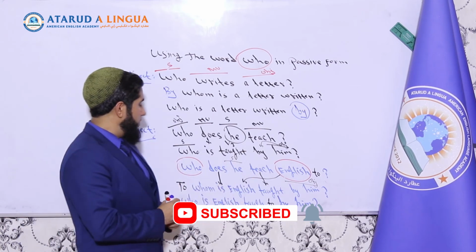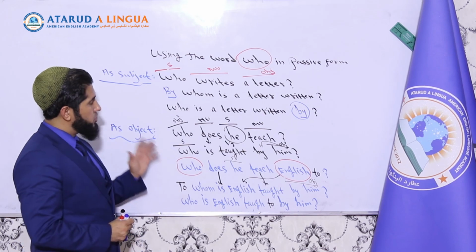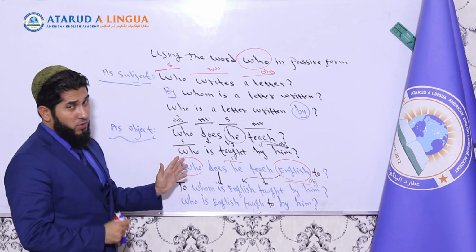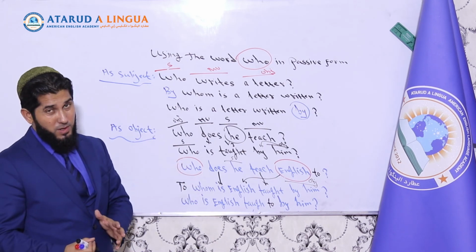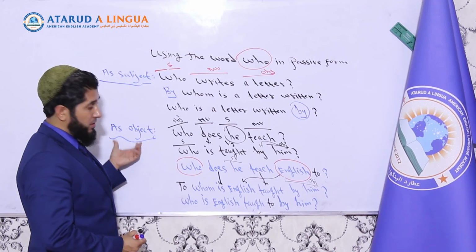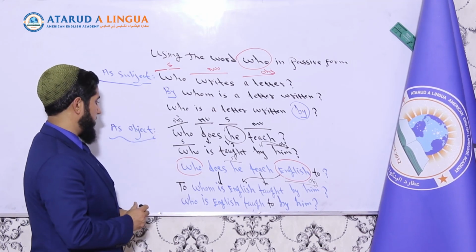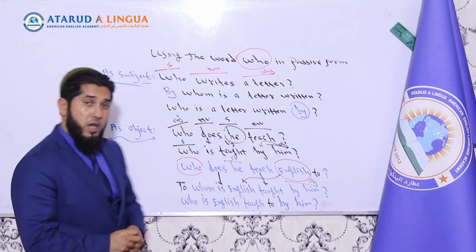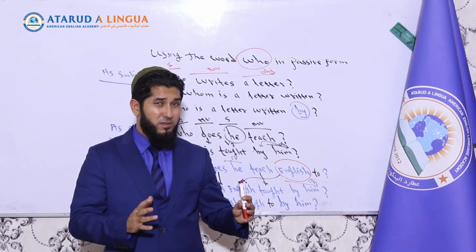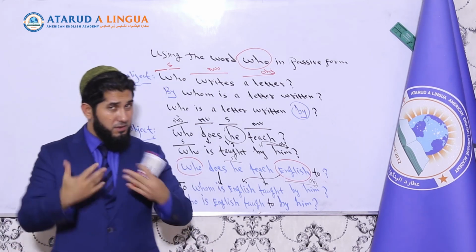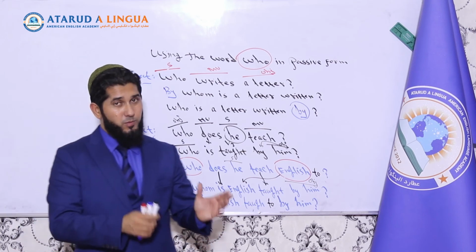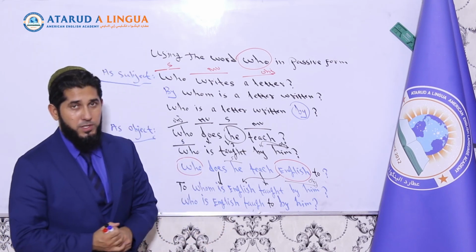Okay, so this is how we can change sentences from active form to passive form when the word who functions as a subject or as an object in our information questions. I hope that now it's not very complicated for you to use the word who in active and passive sentences. Have a great time.